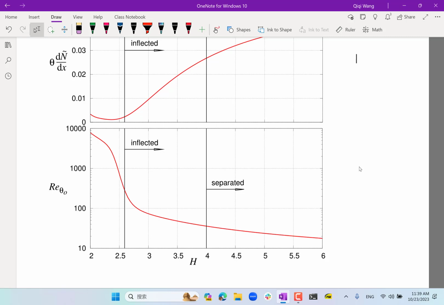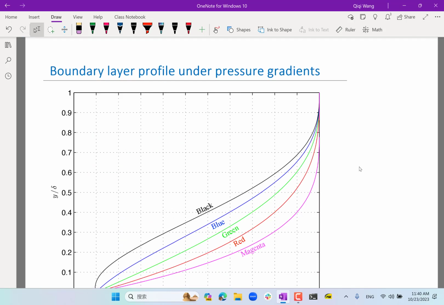One is Re theta. If the boundary layer is thicker, thicker in a non-dimensional sense, that's why we have Re theta, it is more likely to transition. And two is the shape factor H. Again, that's the ratio between the displacement thickness and the momentum thickness. So for a higher ratio, it's more likely to transition. Okay, and we're going to see that a little bit later.